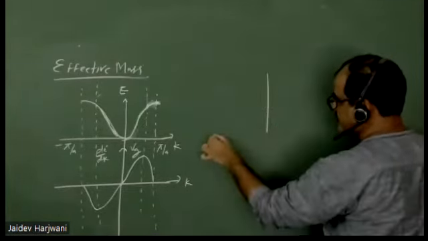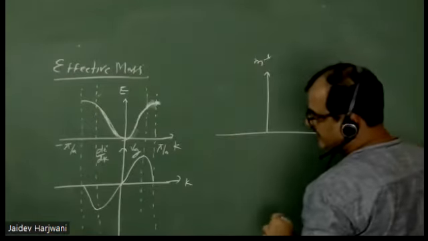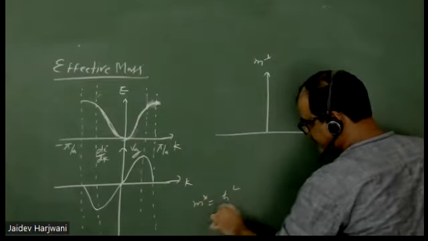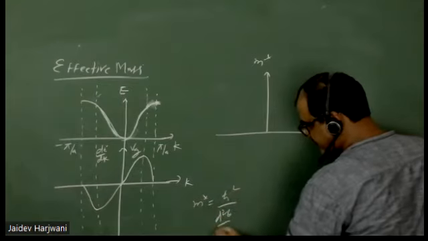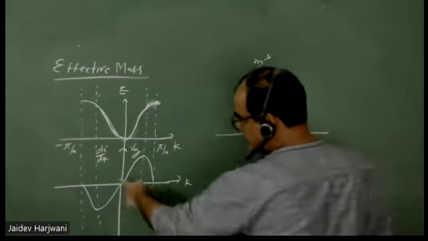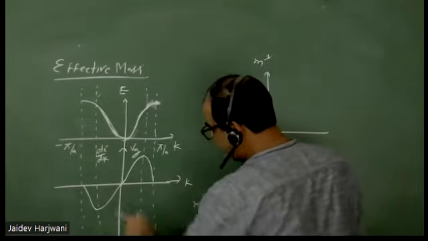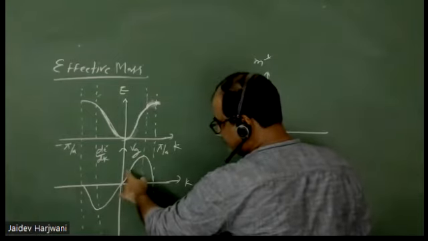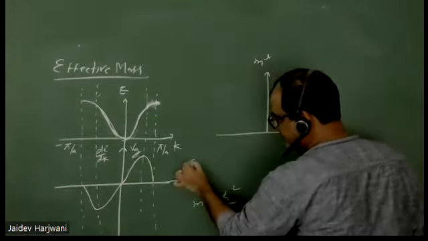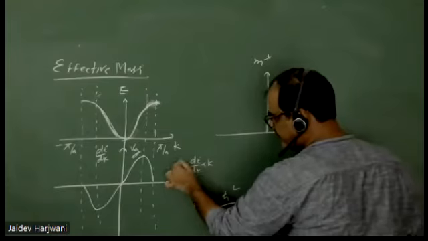Okay, so now if I plot this graph, m star, okay, so what is m star? m star is basically h cut square divided by d2E upon dk square, visible? So now I have to differentiate this one time more. Okay, so now here E is proportional to k square, and dE by dk is proportional to k. Here we have velocity, or dE by dk, proportional to k.